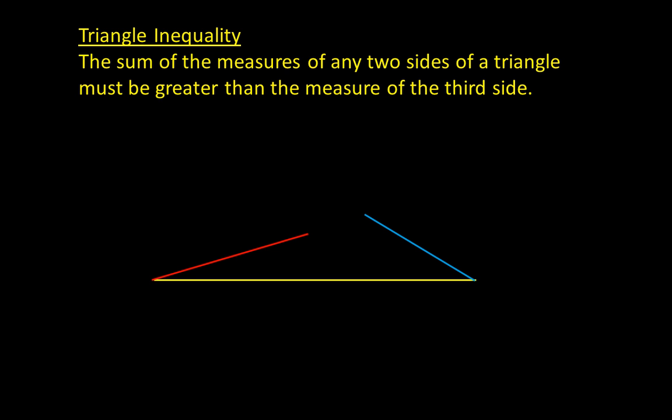What we'd see is that if we try to make those ends meet, they couldn't because they're not long enough to touch. And the reason that they can't meet is that the sum of their measures, the sum of the length of the red line segment and the length of the blue line segment, is not greater than the measure of the yellow line segment.